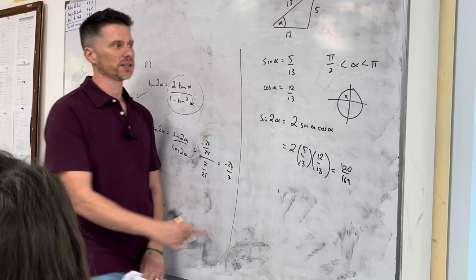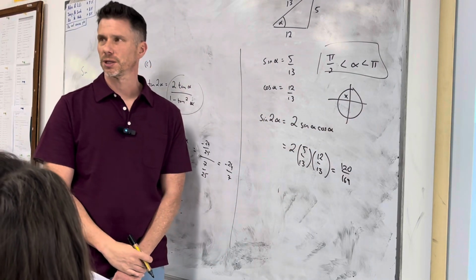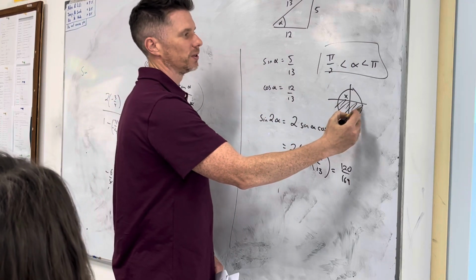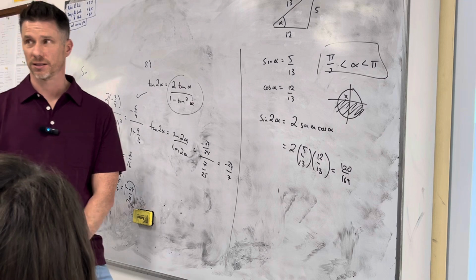So if the angle started off here, which is what this said, if I double it, where's it going to be? It's definitely going to be on this side, isn't it? Which means the sine of an angle on that side is negative.